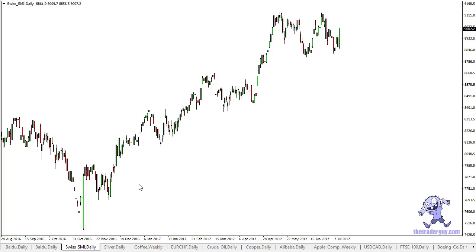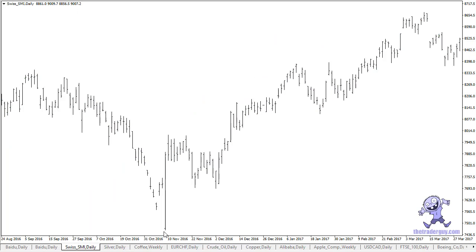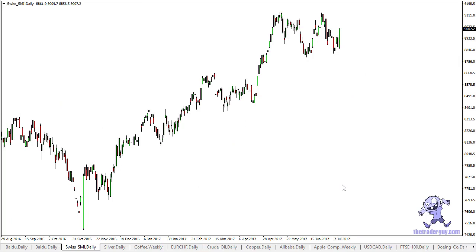I love engulfing candles like this, especially when it's counter trend, because for me, that screams that the market is changing its attitude. And that is something that you need to pay attention to. That can get you in on the ground floor, if you will, or at least close to it. And you can really maximize the profits.